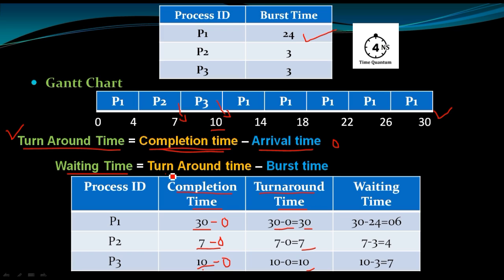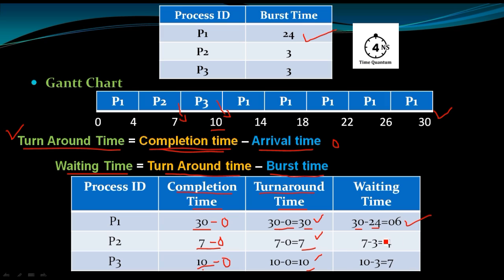So we have already got the turnaround time, right? 30, 7, 10 minus burst time. So burst time already we have in the table, right? So 24, 3, 3 is the burst time. Now take the turnaround time, that is 30, minus burst time is 24, equals 6, right?